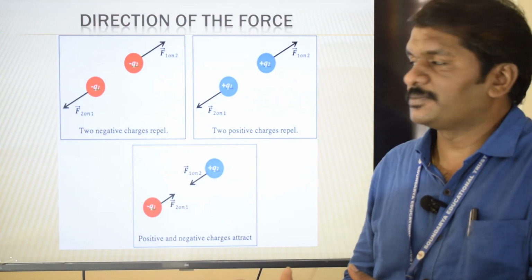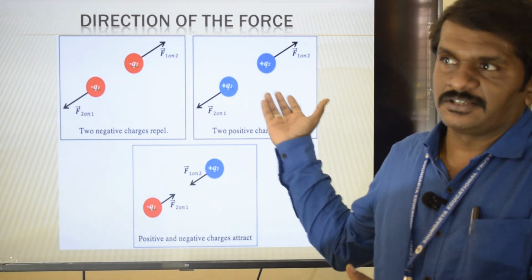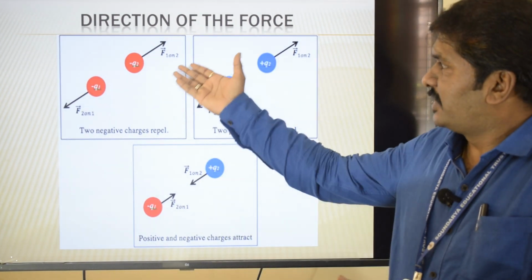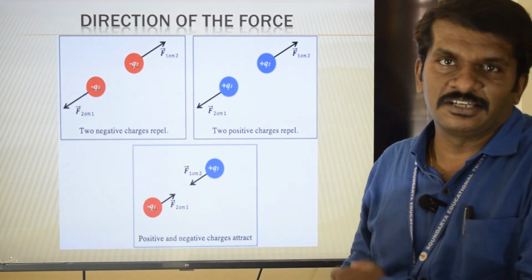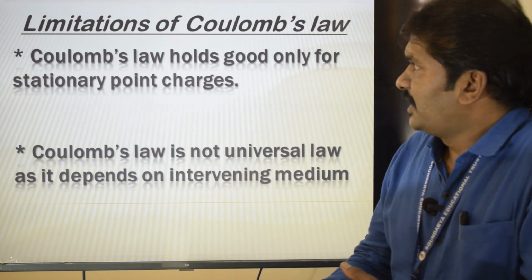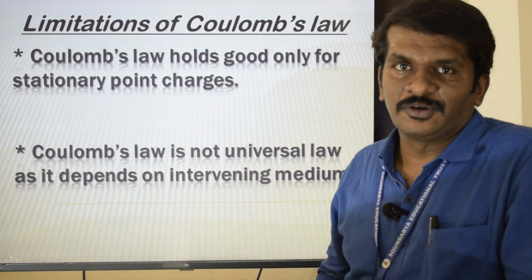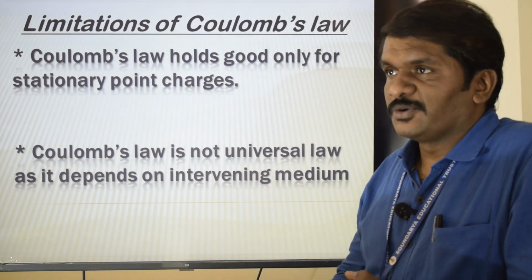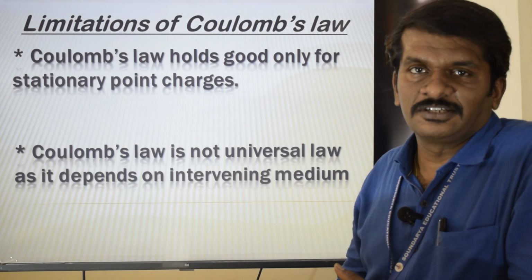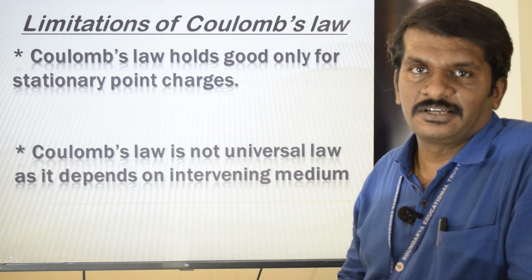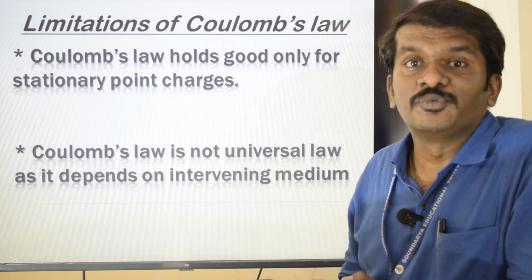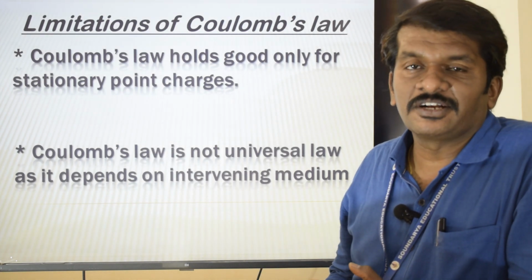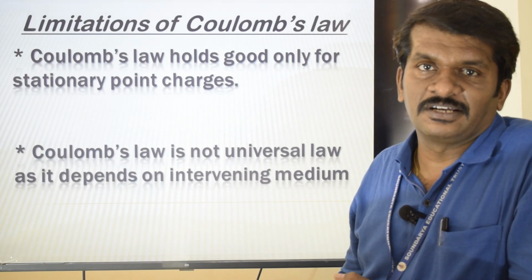So next is direction of the force. In this concept, like charges repel each other and unlike charges attract each other, so that we can define the direction of the force by seeing this diagram. Next, the limitations of Coulomb's law. Coulomb's law holds good only for stationary point charges, and it cannot be applied for moving charges. Second one, Coulomb's law is not a universal law, as it depends on the intervening medium.